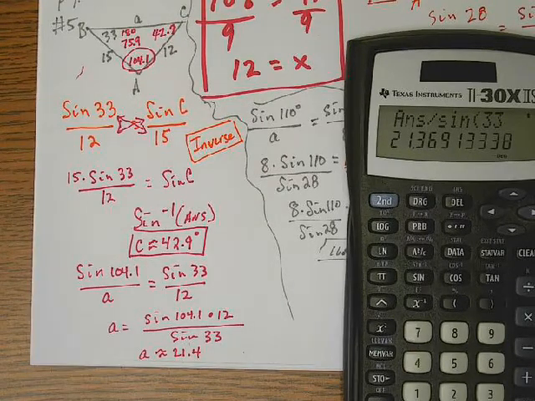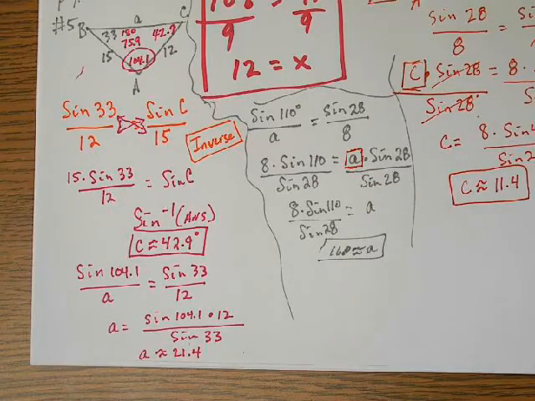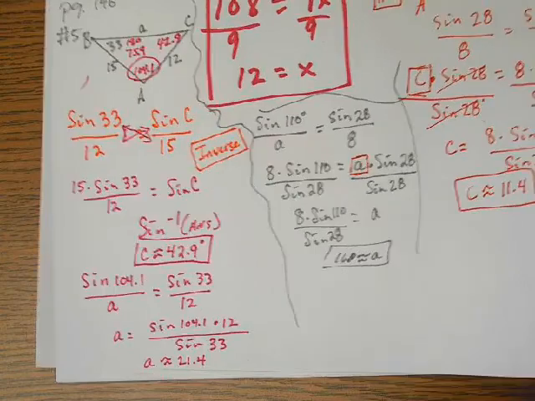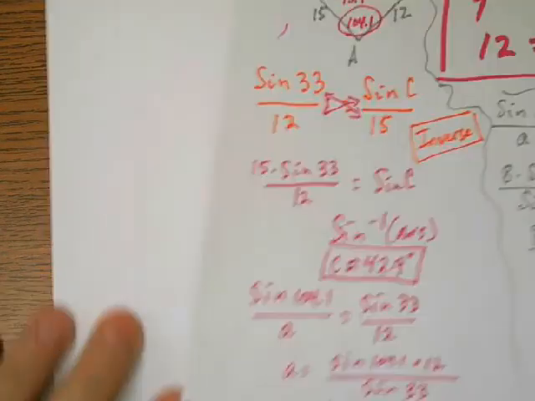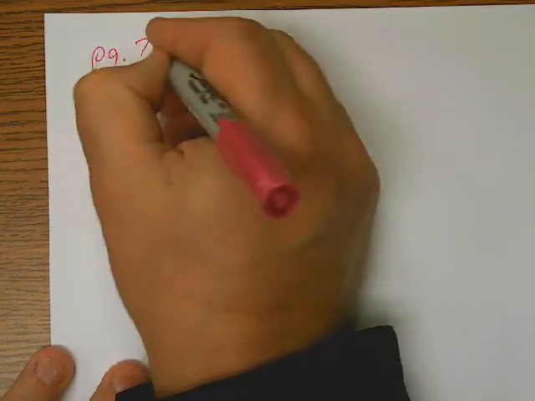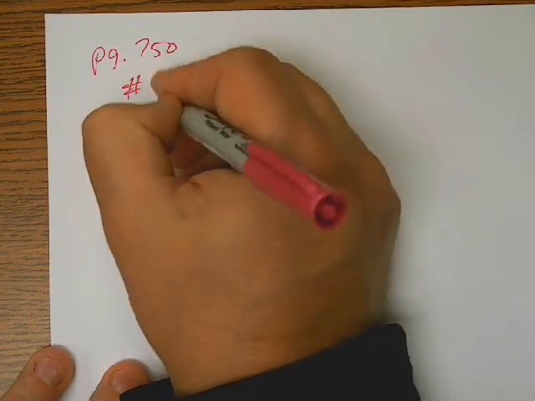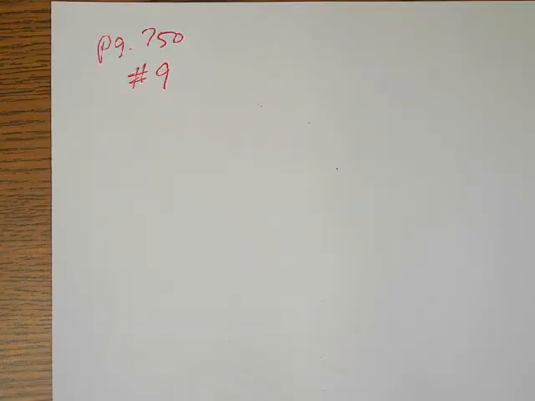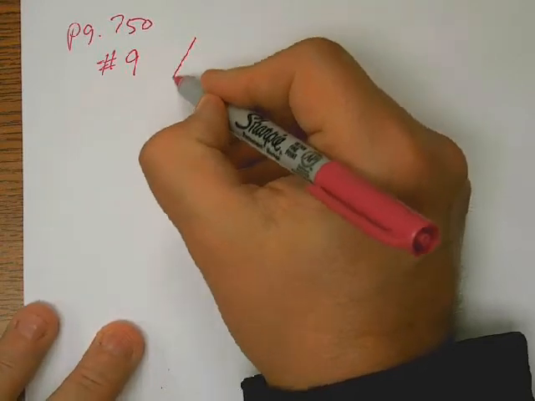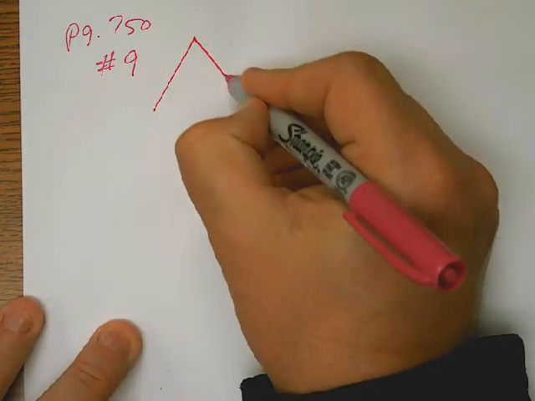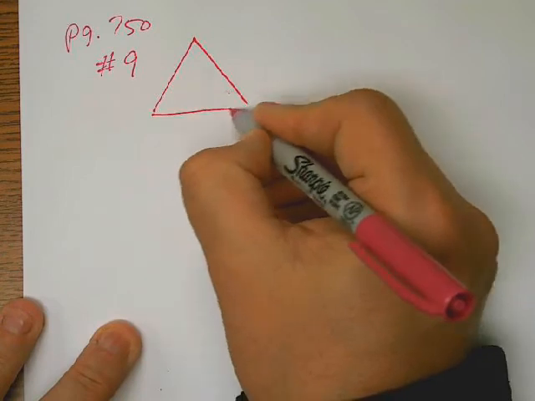Questions? Are we good? All right, we've got one more problem to do with the virtual, and then here in class we're going to do another problem. All right, so turn to page 750, and I want you to look at number 9 at the top of the page. This eventually will be one of the homework problems. Go ahead and take 2 or 3 minutes and see if you can figure this one out.